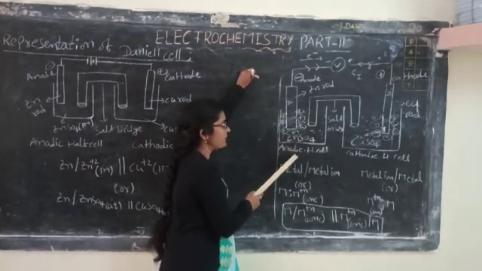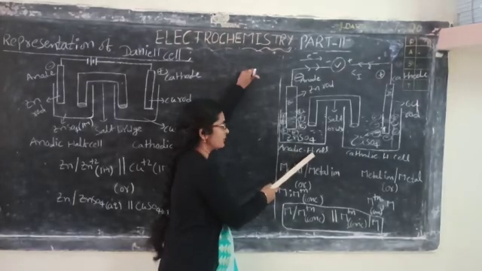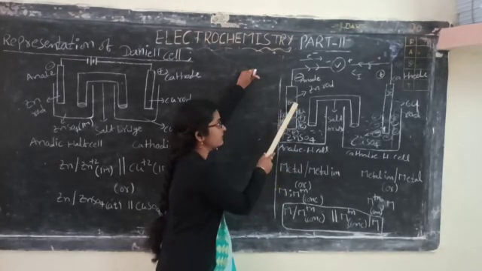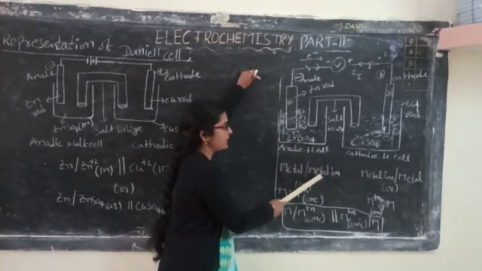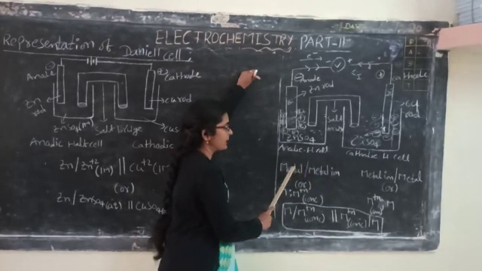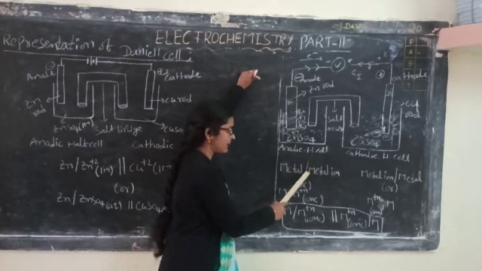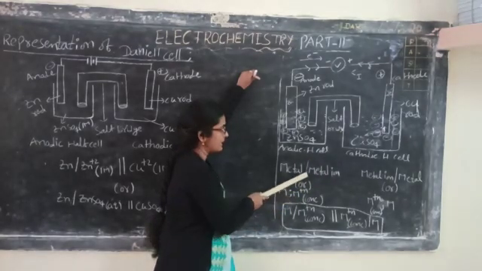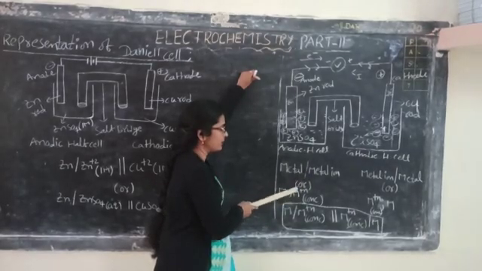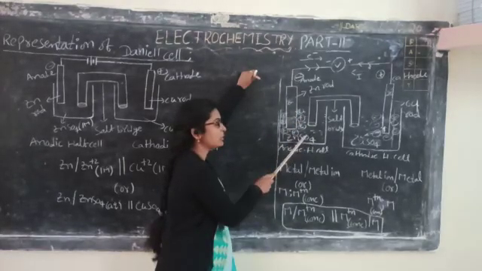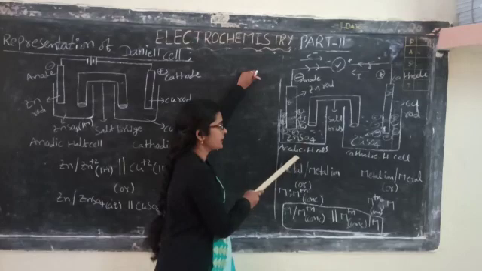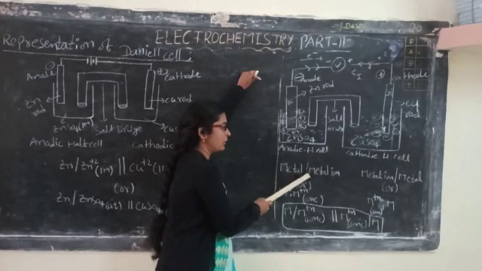To write the representation of the anodic half cell, first we write the metal, meaning whichever electrode we have taken, followed by the metal ion. We separate the electrode and electrolyte using a slash or semicolon. Both are used to separate the electrode and the metal ion present in the electrolytic solution. That is the representation of the anodic half cell: first we write the metal rod followed by the metal ion.